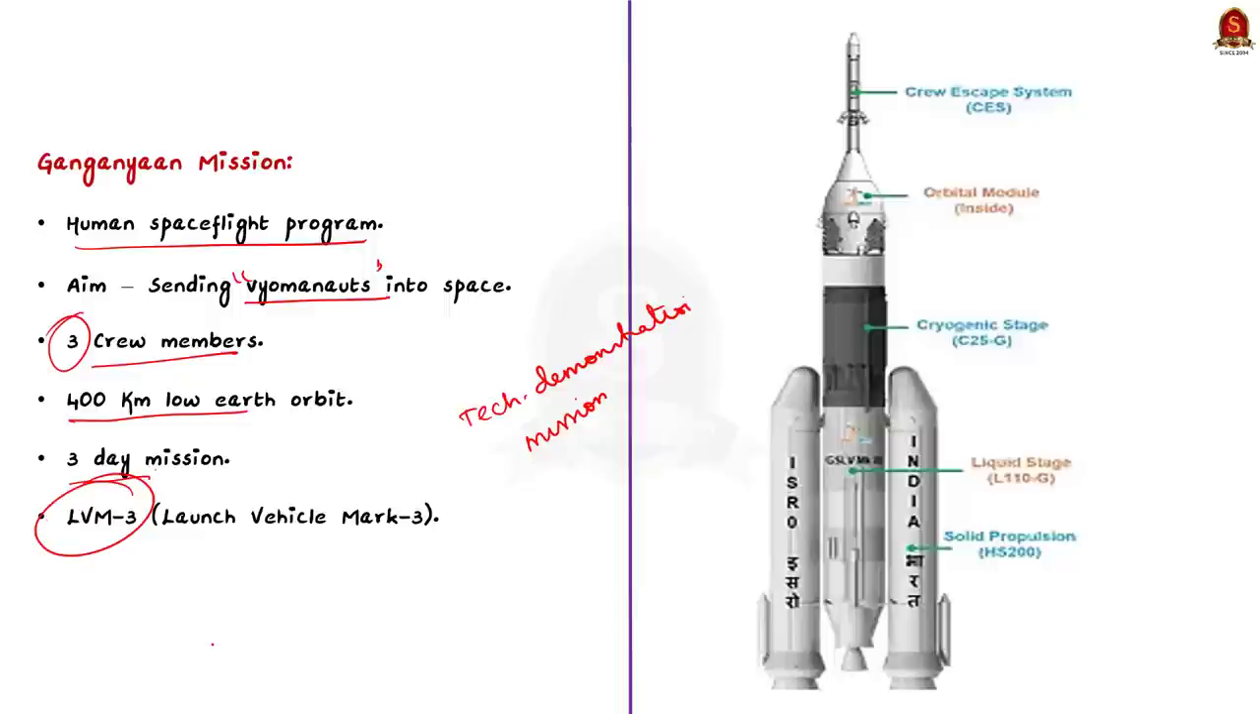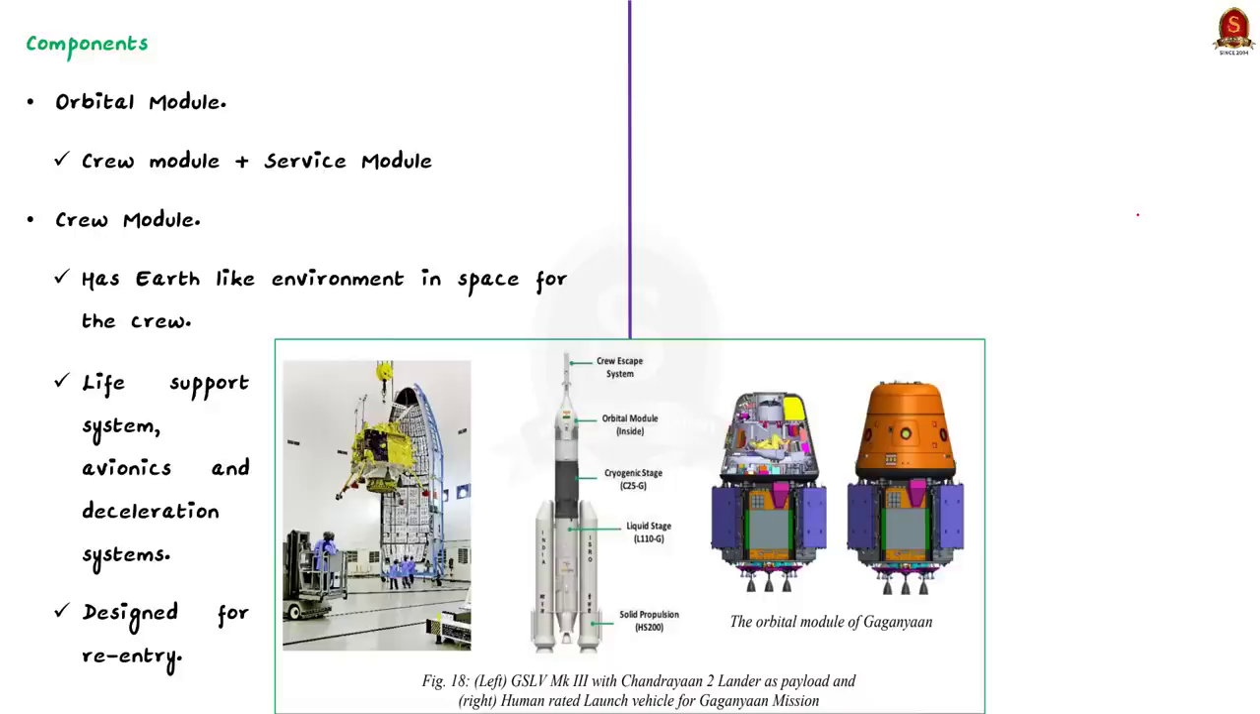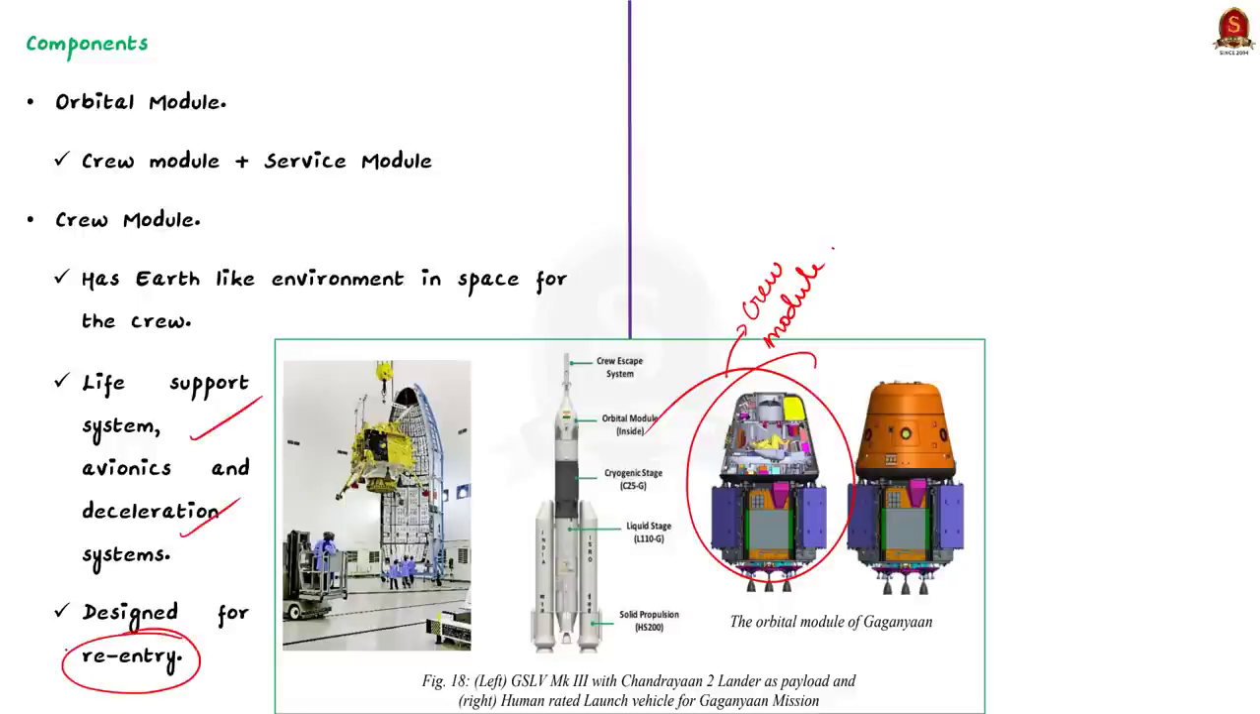Now let us see the important components of this mission. The first one is orbital module. This orbital module will comprise a crew module and a service module. The crew module is habitable space with earth-like environment in the space for the crew members. It has human-centric products, life support system, avionics, and deceleration systems. It is also designed for re-entry to ensure safety of the crew during the return of mission.